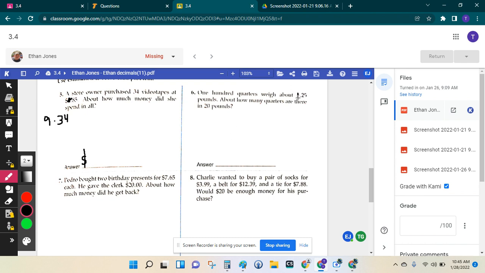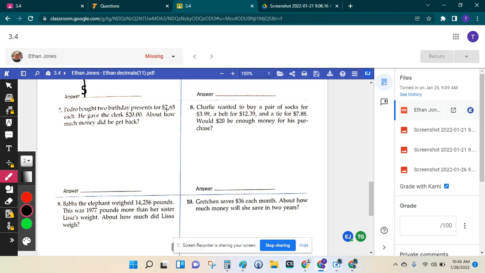Okay, and over here, this is supposed to be a 1. So here, 1.25 pounds would round to 1. So if there's 100 quarters in about a pound, then how many quarters would be in 20 pounds? So 100 times 20.